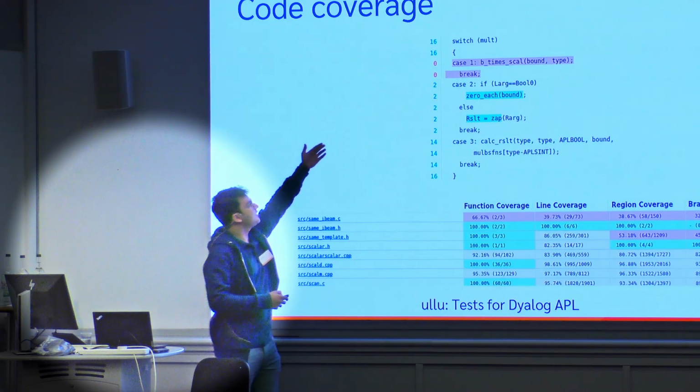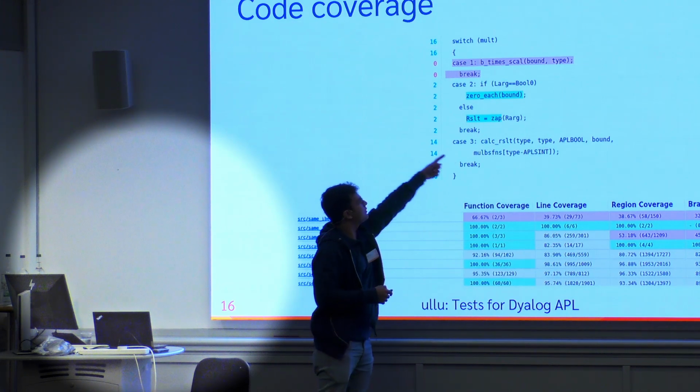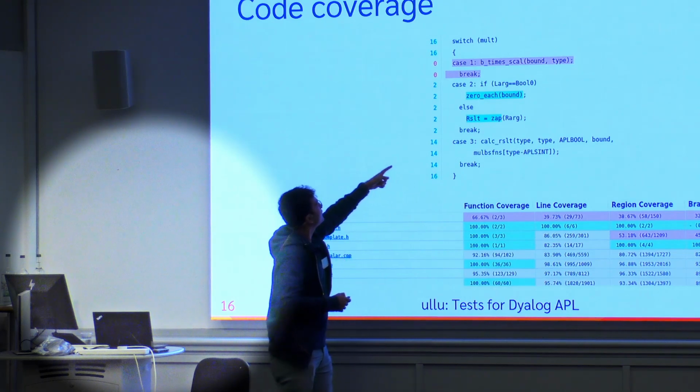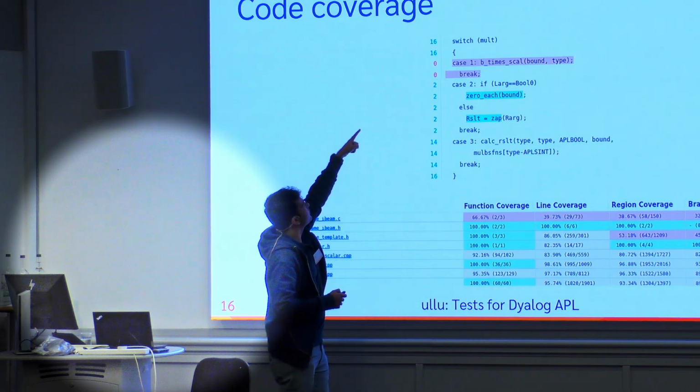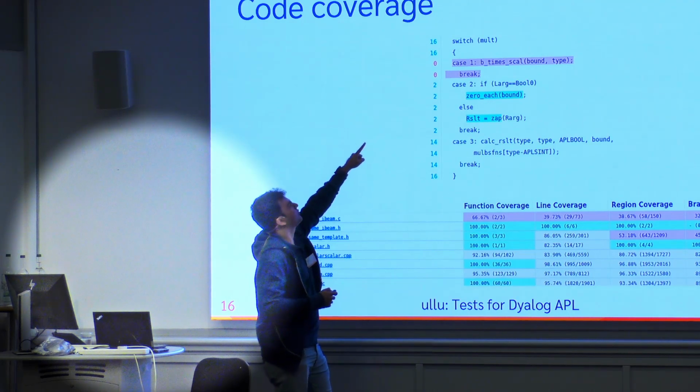And inside a file, it looks like this. So this column tells me how many times this particular line was run. So case 3 was run 14 times, and the line inside of case 3 was also run 14 times here. And the switch was switched on 16 times, and case 1 was not hit at all.